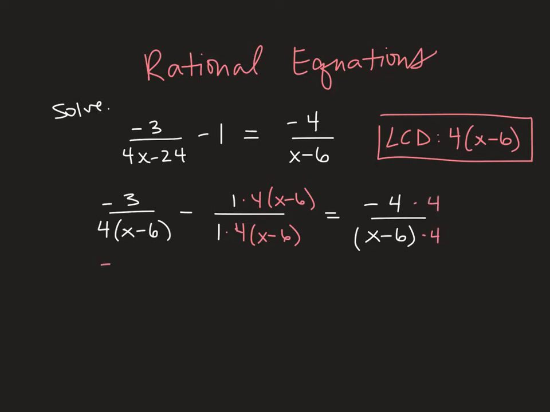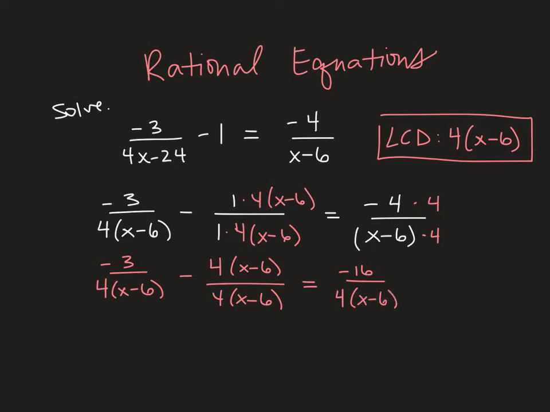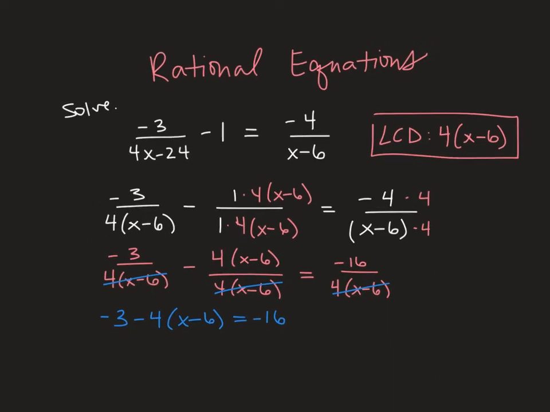All right, so let's rewrite this. Our first fraction does not change. Our second one does. The numerator becomes 4 times x minus 6, as does the denominator. And the last one becomes -16, since we're multiplying over the same denominator. Once we have the same denominator, we can eliminate it because it's like three things being divided all by the same thing. So we don't really need the denominators anymore once they're the same. So what we have is -3 minus 4 times the quantity x minus 6 equals -16. And from here, it's a fairly simple equation to solve.